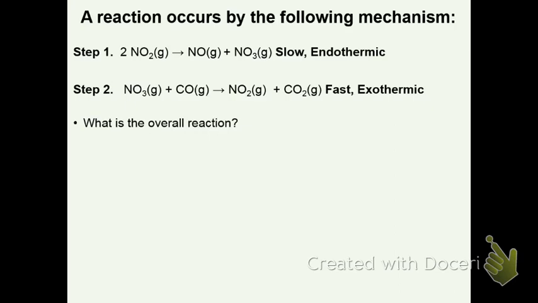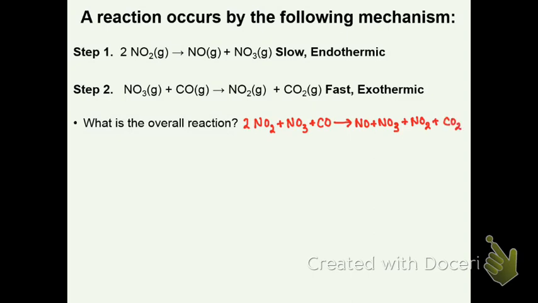So we first want to know what the overall reaction is, and in order to write the overall balanced equation, we have to look at the two individual steps and add them together. So in the reaction, we have 2NO2 reacting in the first step. In the second step, we have NO3 and carbon monoxide reacting. And then for our products, we have nitrogen monoxide and NO3 forming. And then in the second step, nitrogen dioxide and carbon dioxide forming.